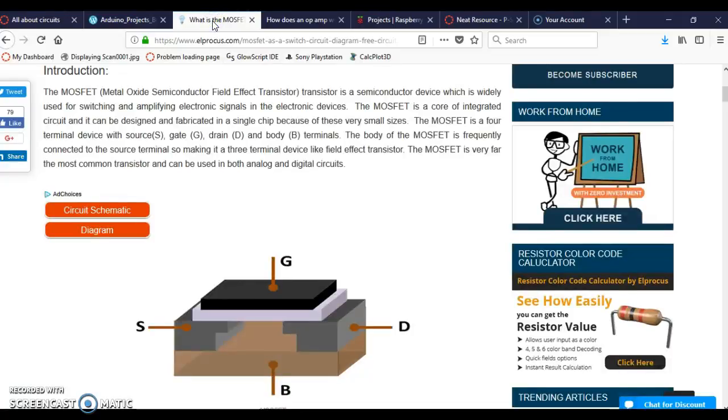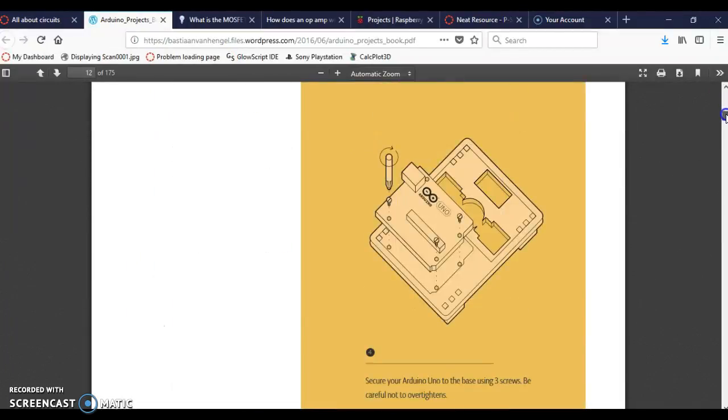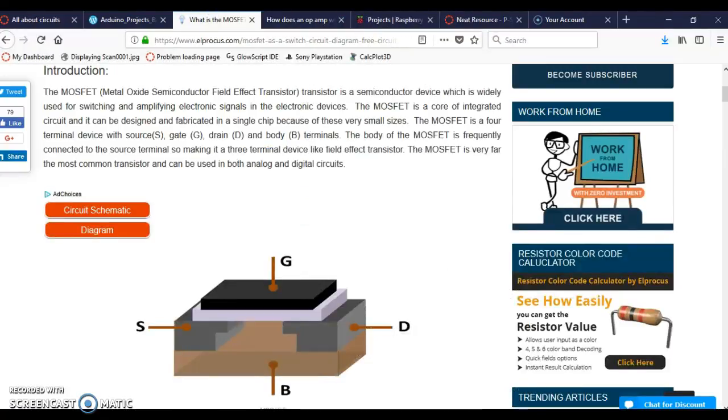For the MOSFET, I know that it's a semiconductor device which is widely used for switching and amplifying electronic signals in electronic devices. And they have sources, gates, drains, and body terminals. So that's what we went through on Tuesday for the Arduino book. Went through and tried to explain every device that was used.